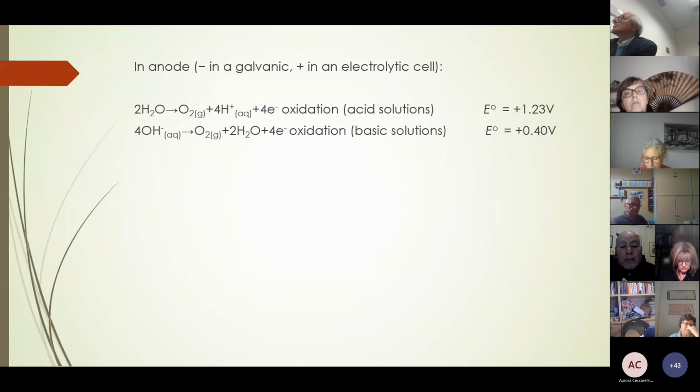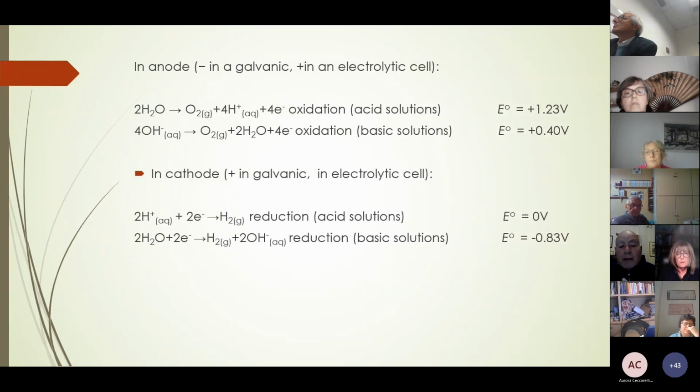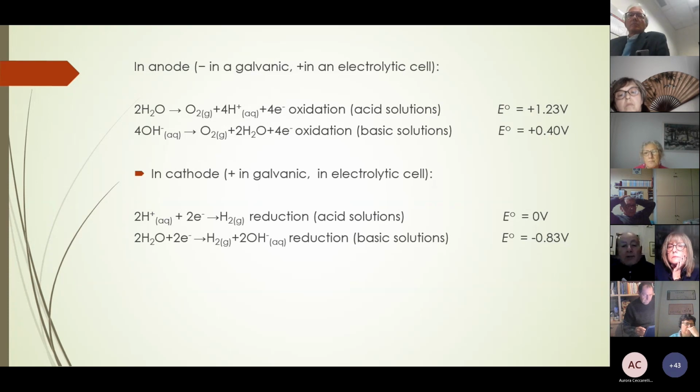In the cathode, which is plus in a galvanic and minus in an electrolytic cell, we have hydrogen ion being reduced to hydrogen gas in acid solutions, and water being reduced to hydrogen gas and hydroxide ions in basic solutions. Again, these are different half reactions and have different standard potential values.